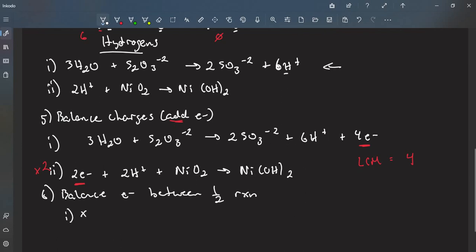Our first half reaction, we're not going to do anything. We're just going to multiply that by 1, or just do nothing. I'm just going to rewrite this really. And don't forget your charges.